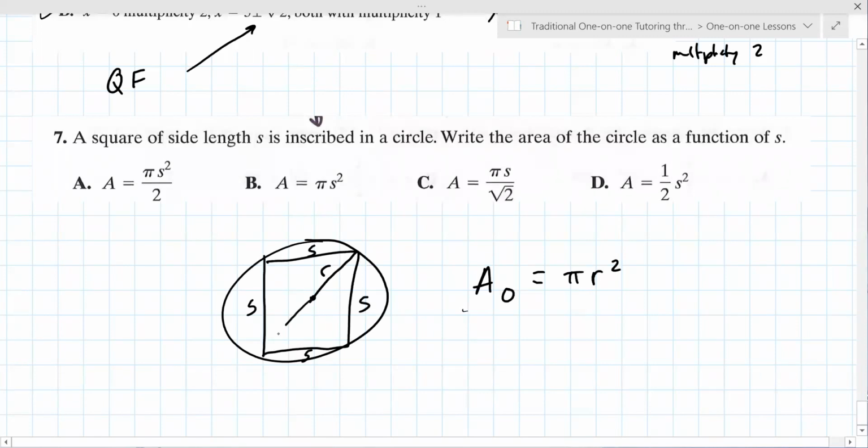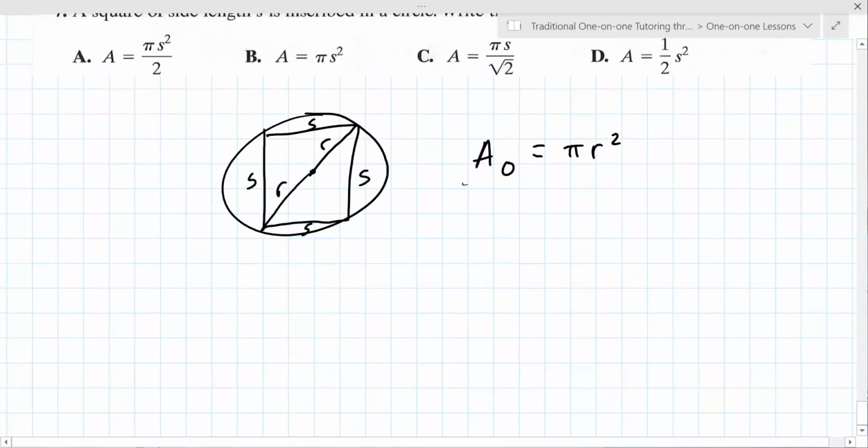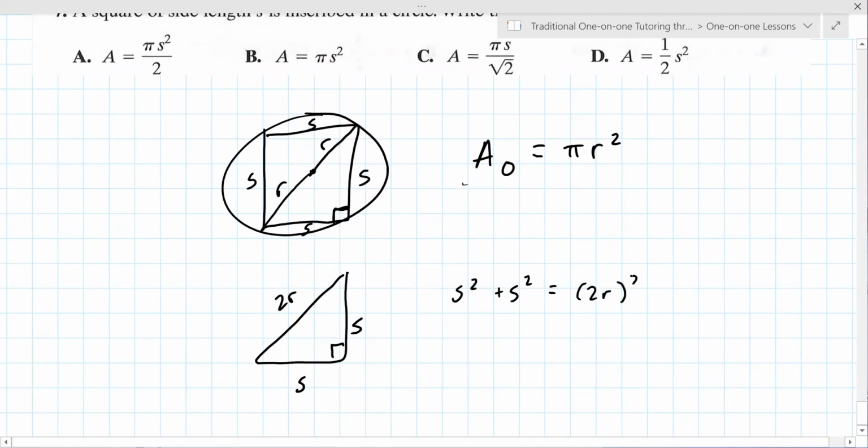If you keep going down here, that's another r. The triangle is a right triangle because it's a square. So you have a triangle down here with sides S, S, and 2r. And the relationship is s squared plus s squared equals (2r) squared by the Pythagorean theorem.